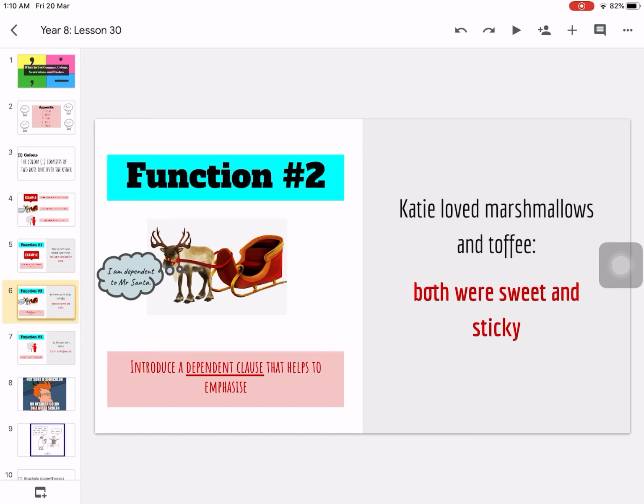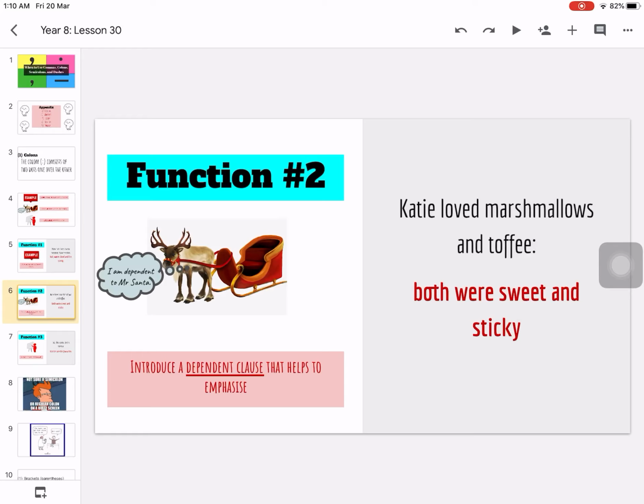Function number two. Can you see the reindeer on the sleigh? And then it says, I am dependent on Mr. Santa. I just put in this picture because it's easier for you to remember that function number two is about introducing a dependent clause, which helps you to emphasize the sentence better. So the sentence over here is: Katie loved marshmallows and toffee, right? There's nothing special about that sentence.